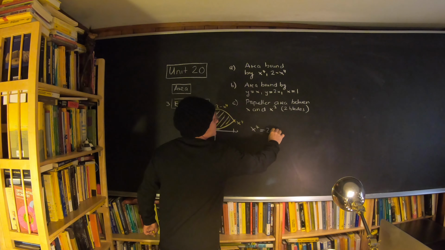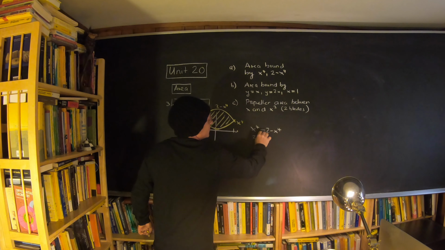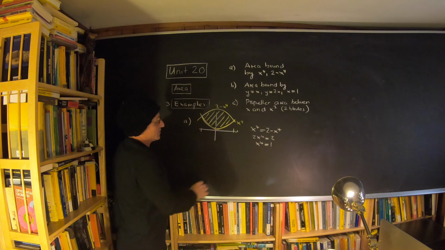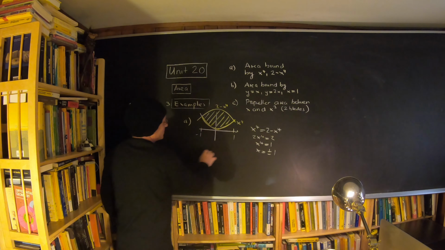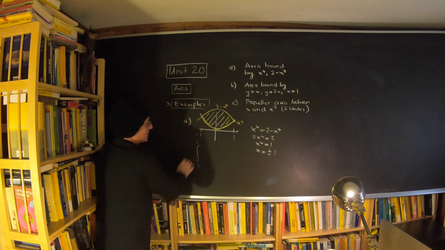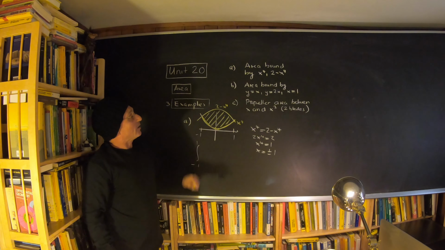So 2 minus x to the 4th, and then we see 2x to the 4th is equal to 2. x to the 4th is equal to 1, which means x is equal to plus or minus 1. So we have minus 1 and 1, and we can write down the integral now.